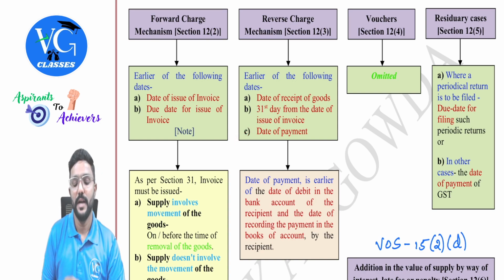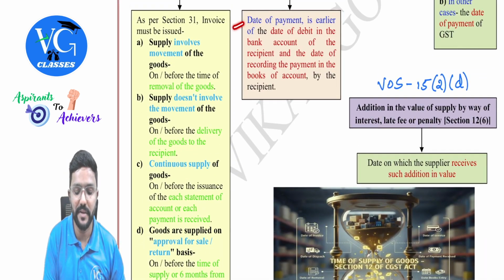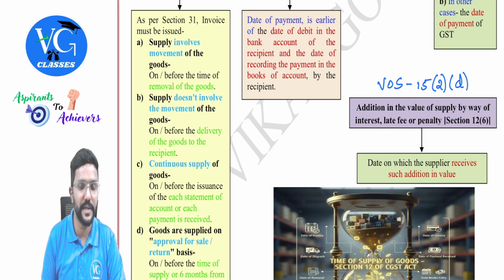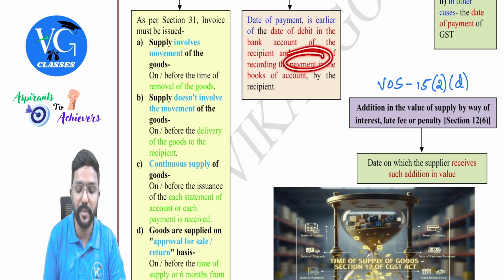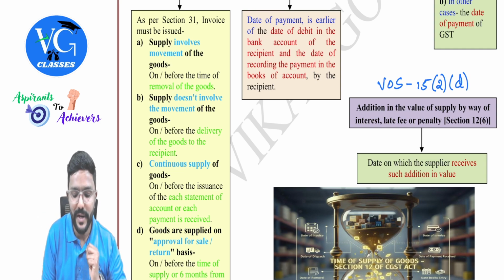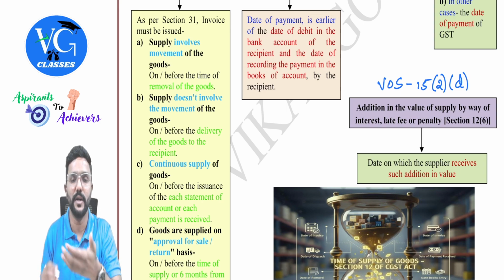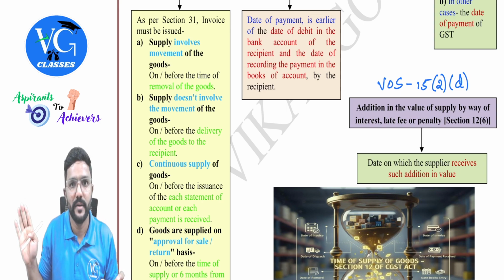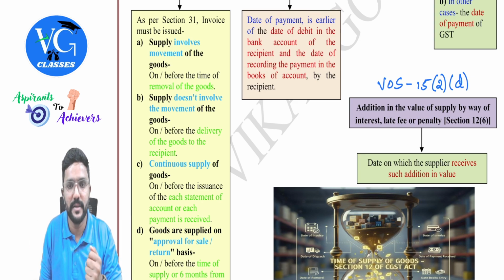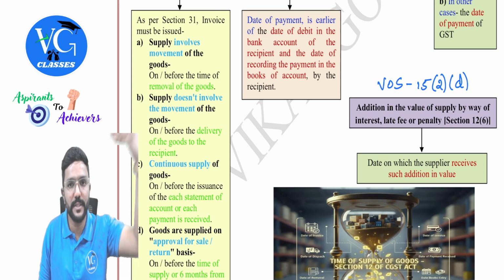Then date of payment. And for the recipient, date of payment means what? Earlier of the two dates, guys, I have given here. Date of payment is the earlier of the date of debit in the bank account of the recipient or the date of recording the payment in the books of accounts of whom? Recipient, whichever is earlier. So what is this? Sir, date of debit in the bank account. Okay. What is this date of recording the payment in the books of accounts? Guys, in the recipient's books, you will pass the entry now to bank. That is purchases to bank you will pass, or else if it is a credit purchase, you would have already passed the entry purchases to supplier.